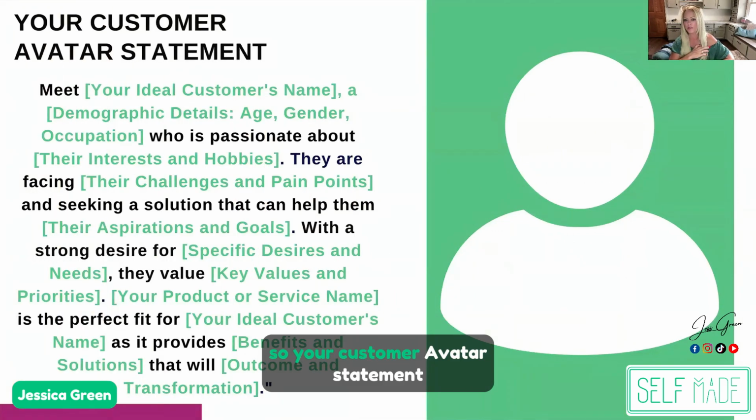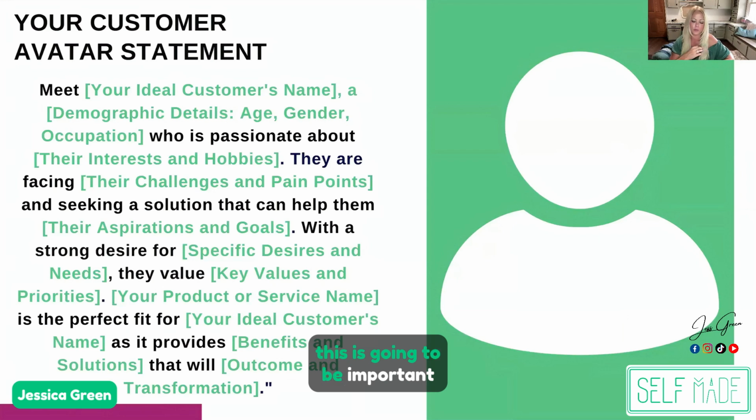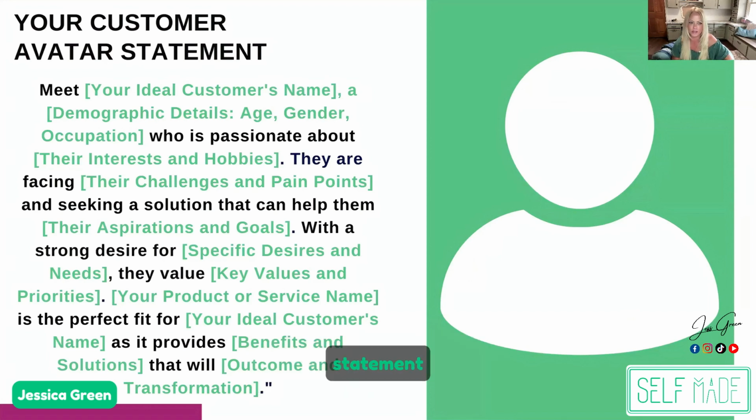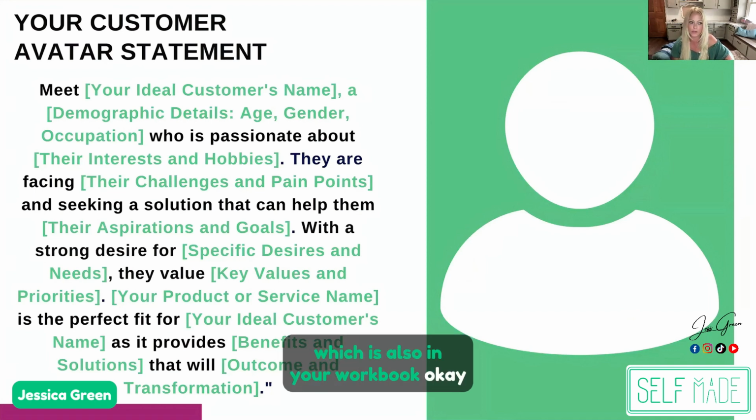So your customer avatar statement, this is going to be important. Once you get all of that workbook done, you get all of the things filled out about your customer avatar, I want you to make your customer avatar statement. And this is how you're going to fill in all the green parts, which is also in your workbook. Okay, so meet, and I want you to get detailed about who this person is, almost as if you're writing a little biography for them.